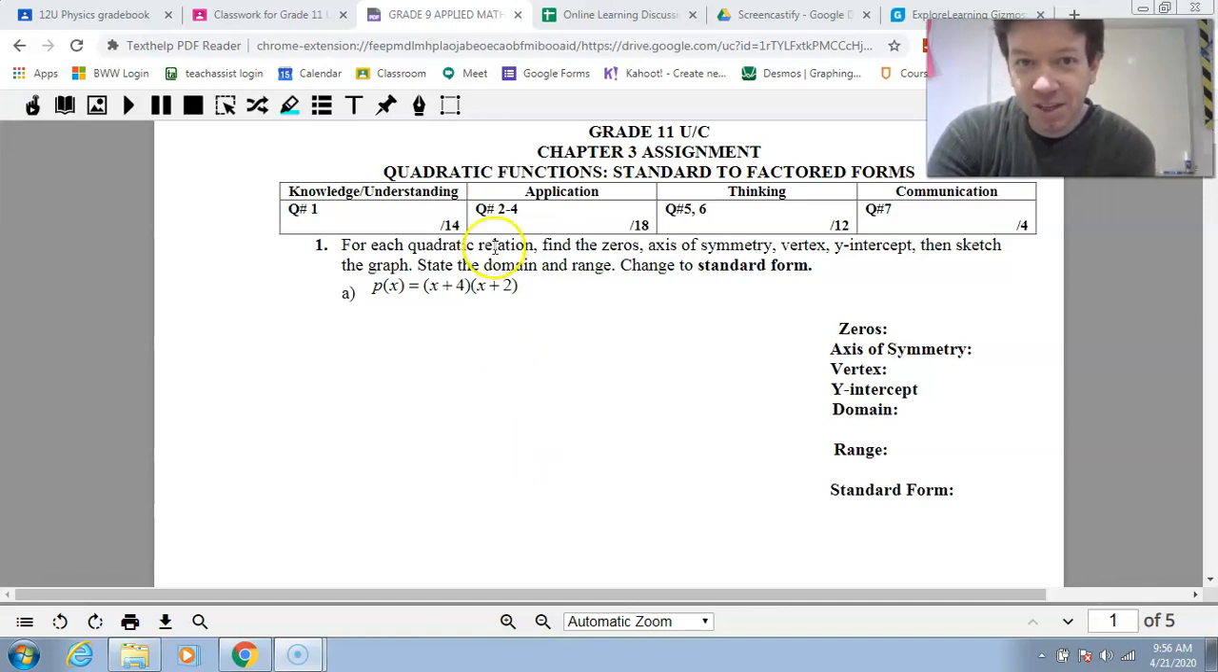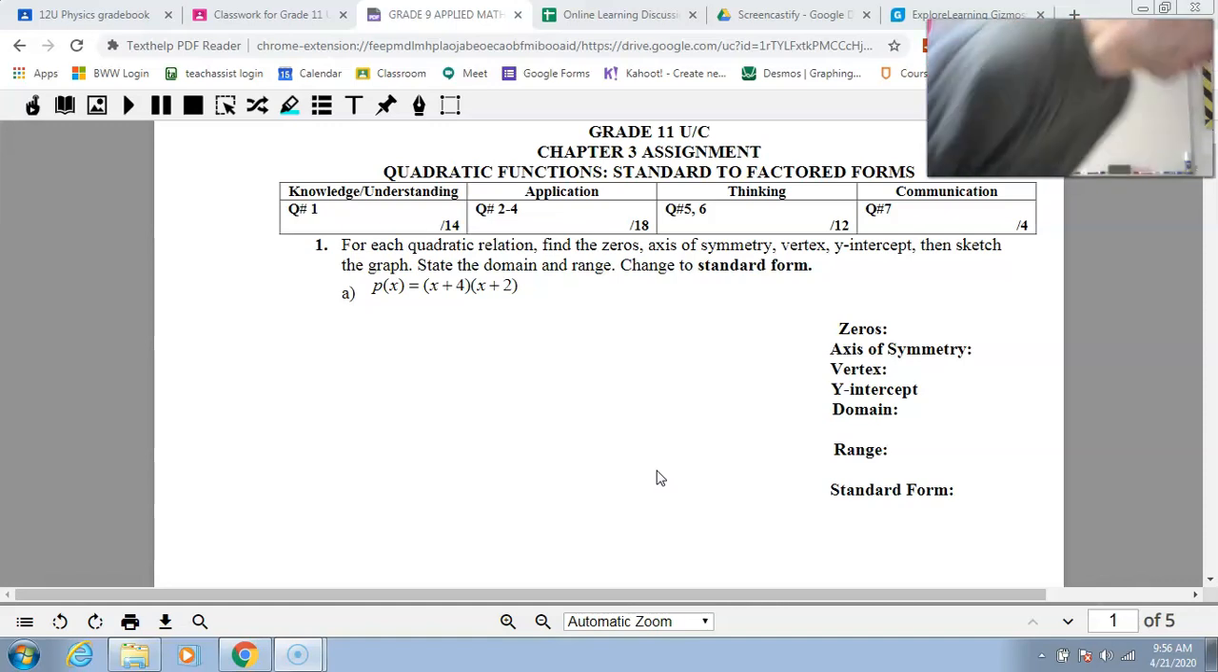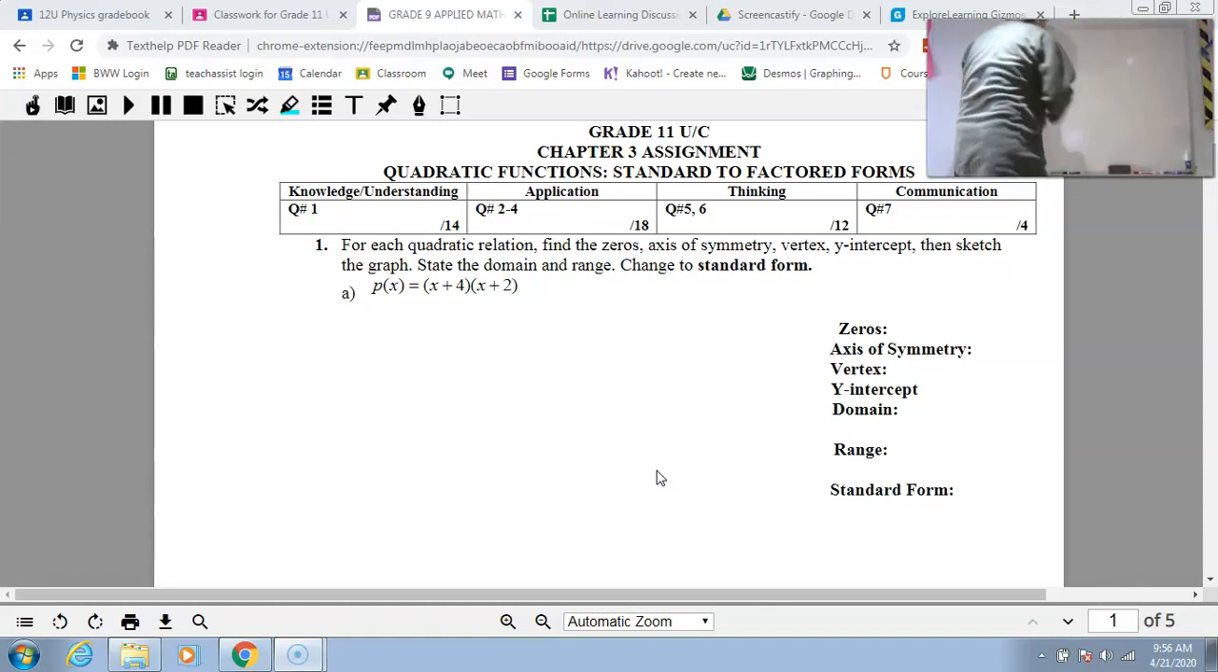And I'm going to spend some time going over question 1a. For that function, which is in factored form, we need to find the zeros, the axis of symmetry, the vertex, the y-intercept, domain, range, convert to standard form, and give a little sketch. So it's a lot to do for one question. So let's go over this. Let me write the function up here. So p of x equals (x + 4)(x + 2).